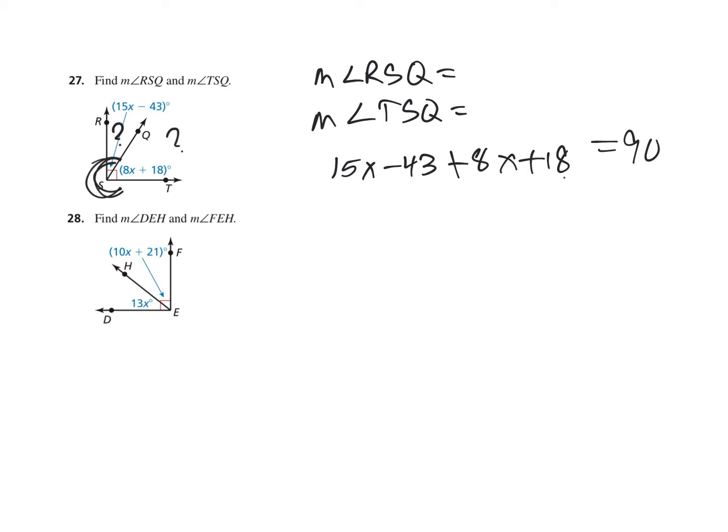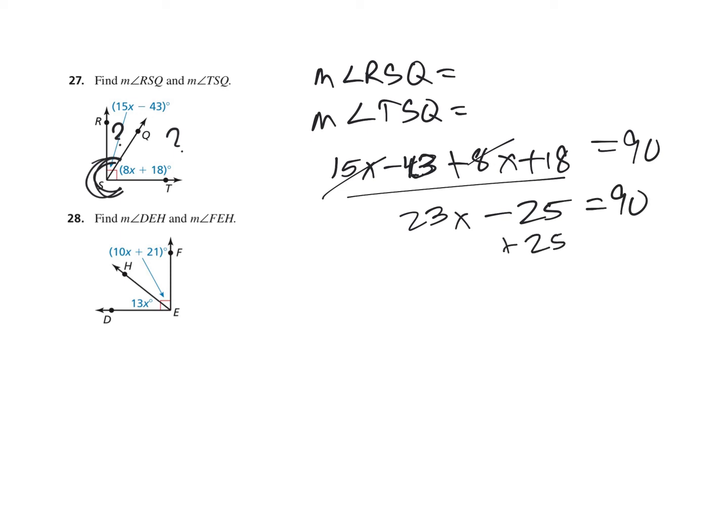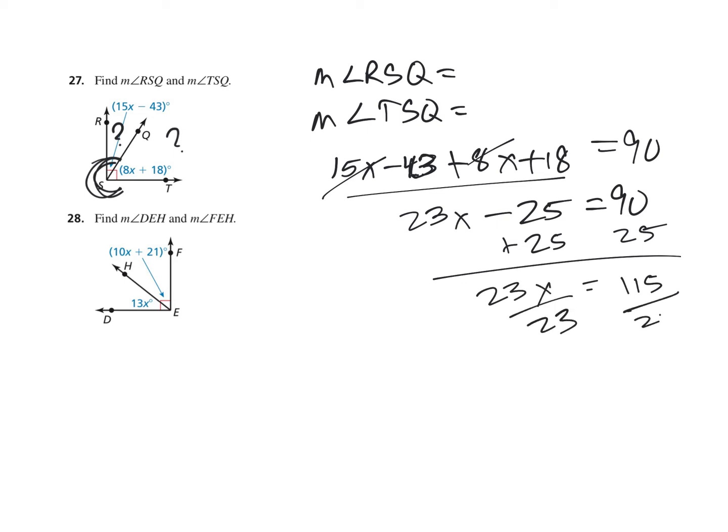So again, all on the same side, so that's 23x. And negative 43 and 18, sorry, I didn't mean to put a decimal there. Negative 43 and 18. So you're subtracting the 18, and you get 25, but it's negative because the 43 is bigger. Okay, and now we add 25. 115 equals 23x. Divide off the 23. And x is 5.